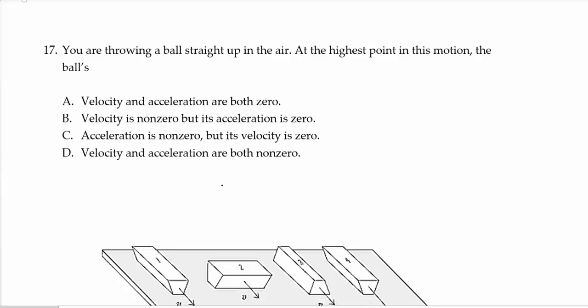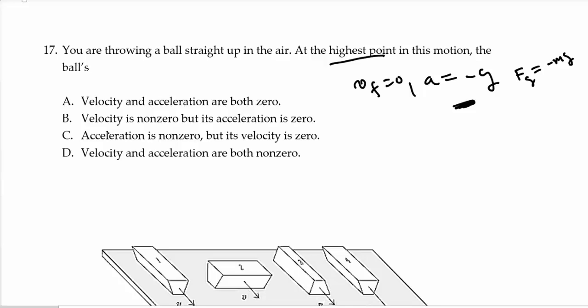You are throwing a ball straight up in the air. At the highest point, what do we know happens? V is zero. Is the acceleration zero? No. It's equal to negative g. If the acceleration is not zero, is the force at the highest point zero? No. It's equal to negative mg.